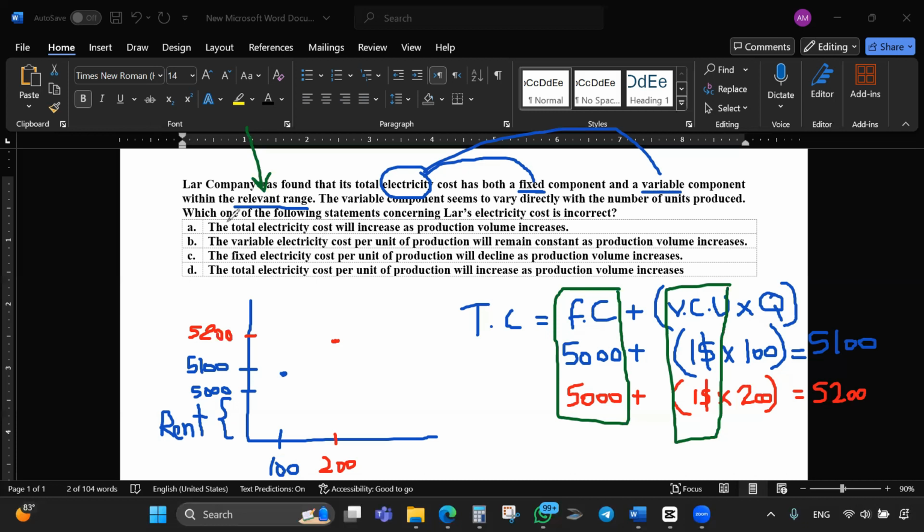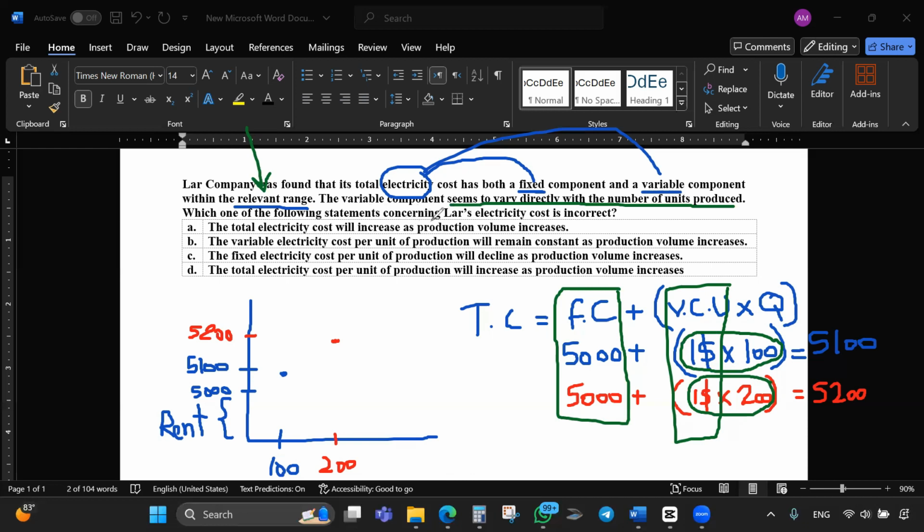So we are in the relevant range. The variable component seems to vary directly with the number of units produced. Variable cost changes with the number of units produced. Say here, variable cost is $100, variable cost is $200, and so on, because it is a variable cost, which means it changes with production.